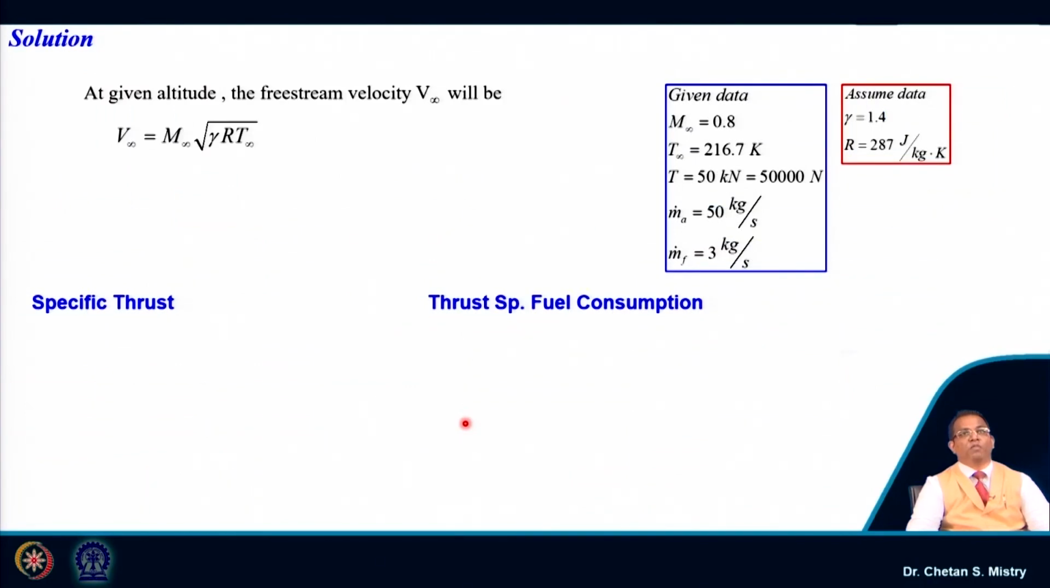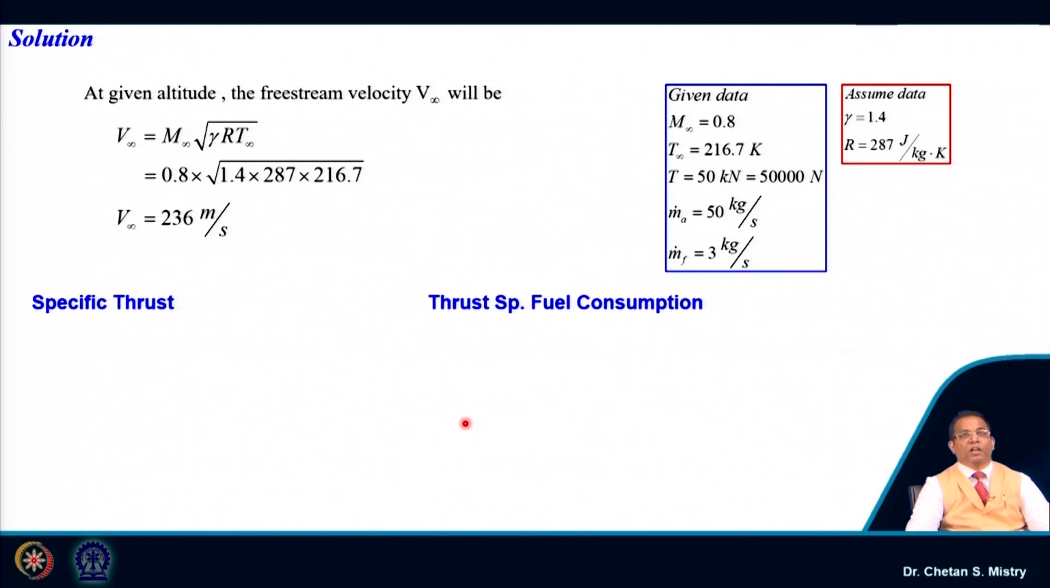The very first thing we have is my flight Mach number, which is given as 0.8. So let me put this as 0.8 into root gamma R T infinity. Let us take gamma equal to 1.4, gas constant 287, and temperature at the altitude 216.7, and this gives me my flight velocity to be 236 meter per second.